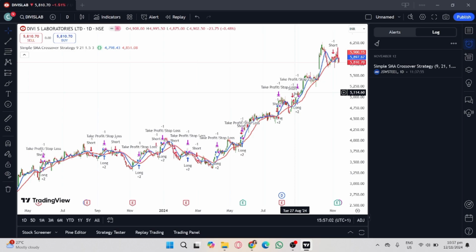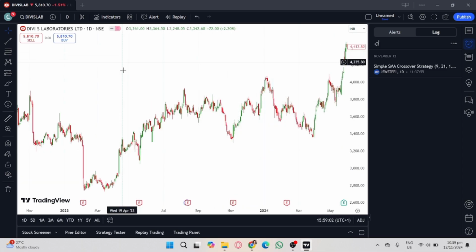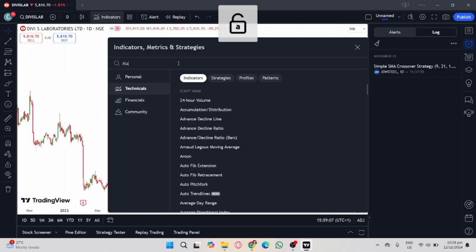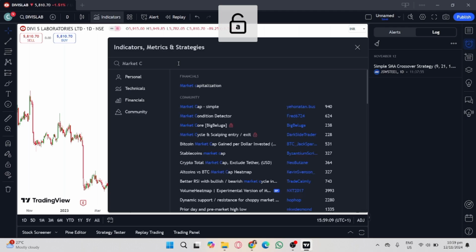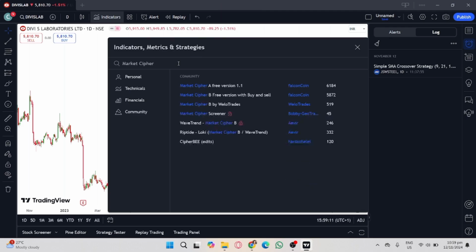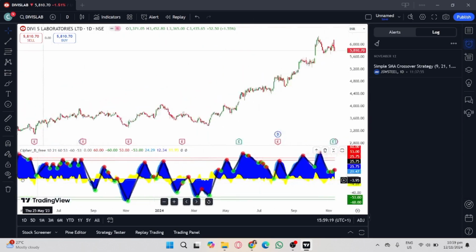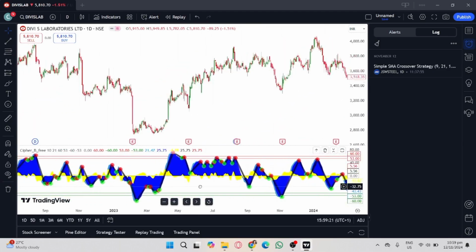In this video, I'm going to show you how to use Market Cipher on TradingView. So first of all, I'll need to delete the indicators I've added previously. So it's already clean. So go to your indicators, then select technicals and search for Market Cipher. Some indicators of Market Cipher are not free, but in this case, we're lucky to have a free version for Market Cipher. So add the B version, and you'll see here it automatically adds.